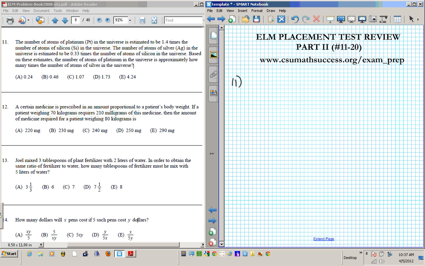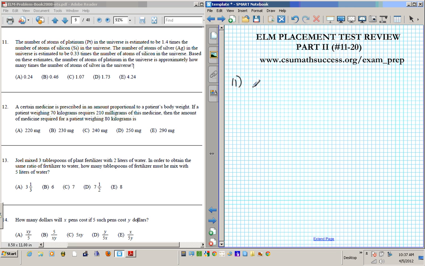Number 11 says that the number of atoms of platinum in the universe is estimated to be 1.4 times the number of atoms of silicon in the universe. The number of atoms of silver in the universe is estimated to be 0.33 times the number of atoms of silicon in the universe. Based on these estimates, the number of atoms of platinum in the universe is approximately how many times the number of atoms of silver in the universe?